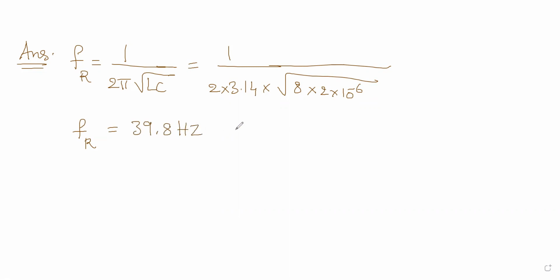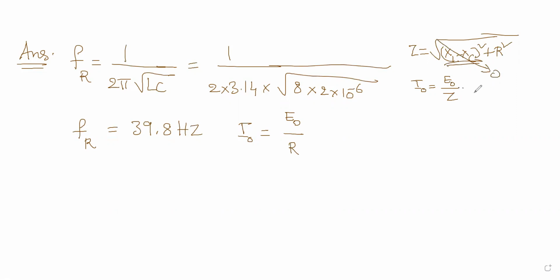And now peak value of current, that is I naught. I naught is equal to E naught by R. I can directly write R. Why? Because you see, Z is equal to square root of XL minus XC whole square plus R square. Actually, it is E naught by Z. Why I am able to write this is XL is equal to XC at the resonance condition. I get Z is equal to R. I said the impedance is minimum at the resonance condition. So E naught by R.